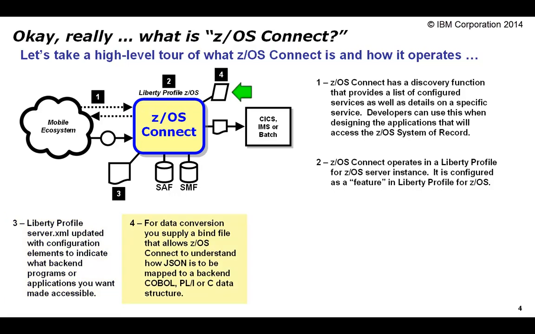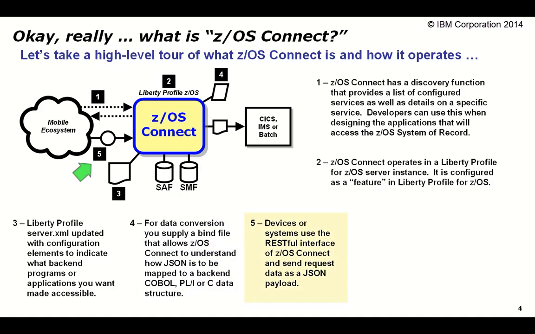In cases where the back-end program has a data format different from the JSON payload zOS Connect receives, zOS Connect has the ability to convert the data using bind files you supply. The bind files are the same format as CICS uses for its web services function. zOS Connect reads the bind file and converts the data in JSON to the format needed by the back-end program.